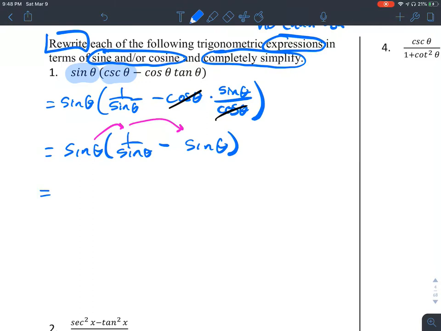Now, if I multiply sine times 1 over sine, those are reciprocals. If you multiply 2 reciprocals, you always get 1. 2 times a half is 1. 38 times 1/38 is 1. 7/9 times 9/7 is 1. Multiplying 2 reciprocals always gives you 1. And then sine of theta times sine of theta is sine squared of theta. Now this looks pretty simple.